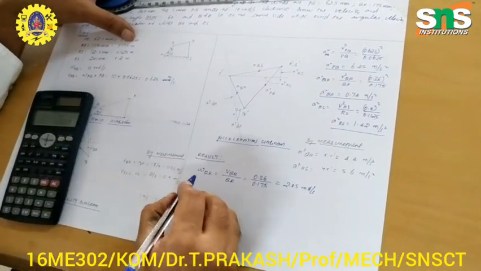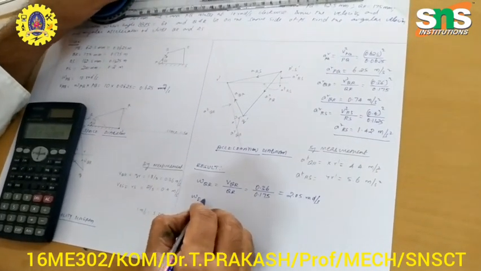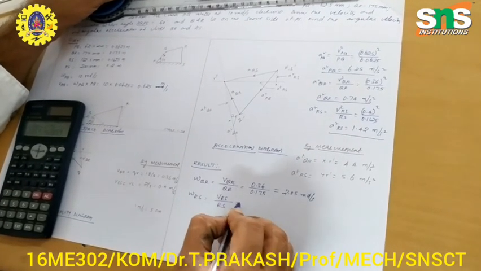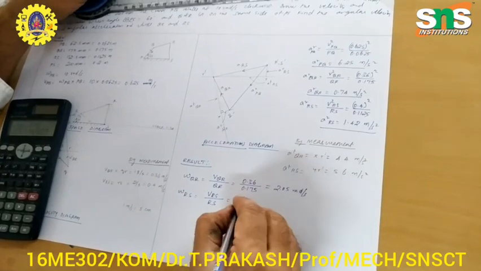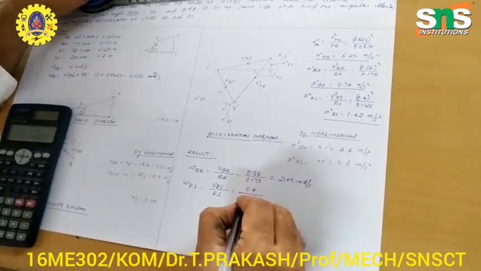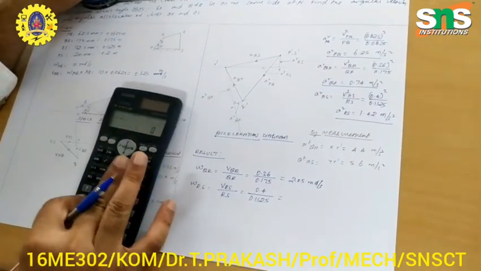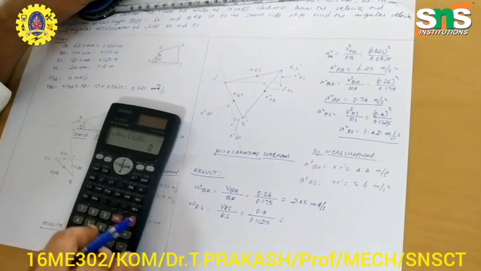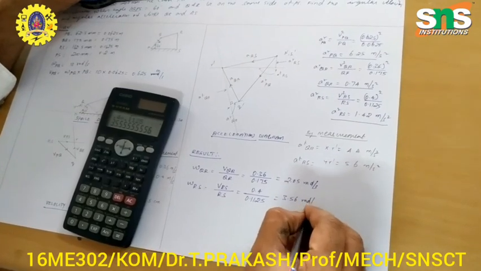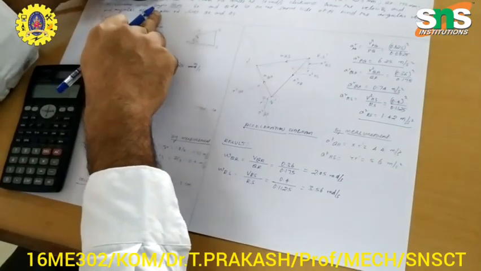And we need the angular velocity of RS, that is velocity of RS divided by distance RS. The velocity value we have already found, that is 0.4 divided by RS, which is 0.1125. Actual distance 0.4 divided by 0.1125 is 3.56 radians per second. Next, after finding the angular velocity, you have to find the angular acceleration of QR and RS.